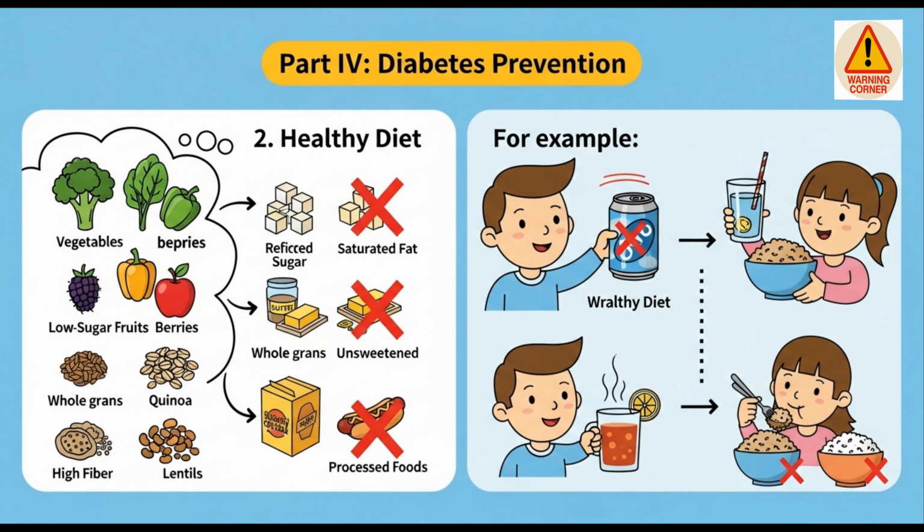Number 2. Healthy diet. Increase green vegetables, low-sugar fruits, whole grains, and high-fiber foods. Limit refined sugar, saturated fat, and processed foods. For example, replace soft drinks with water or unsweetened tea. Eat brown rice instead of white rice.